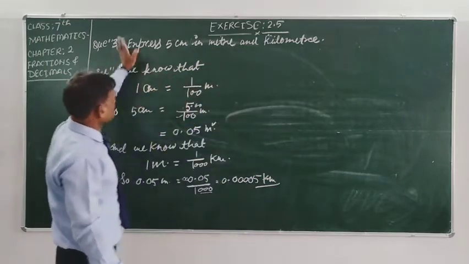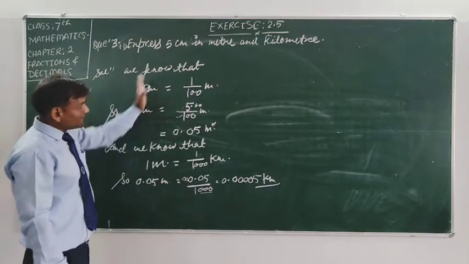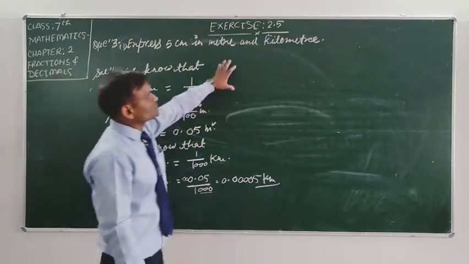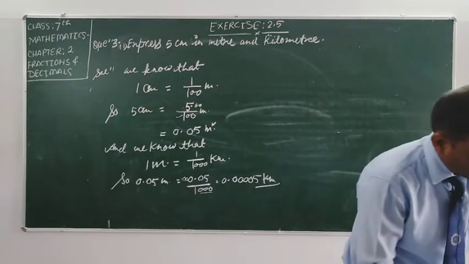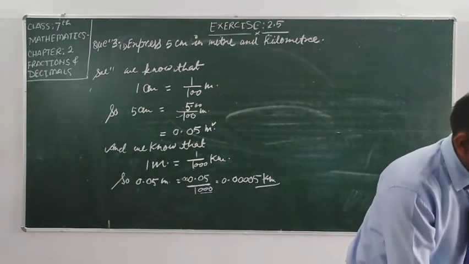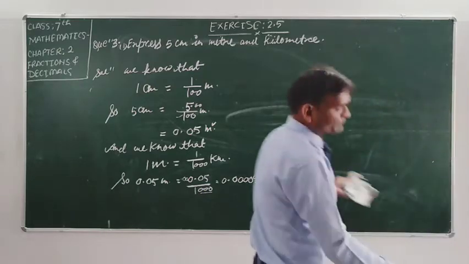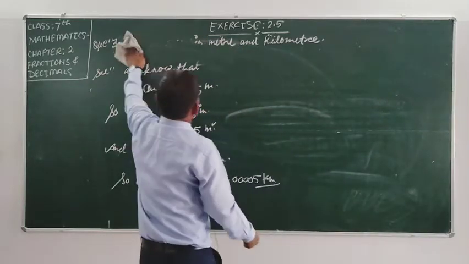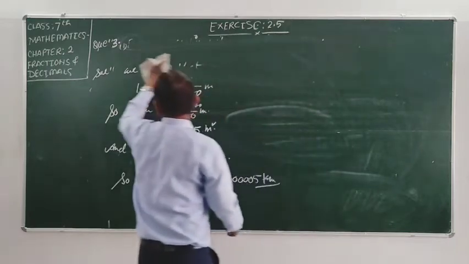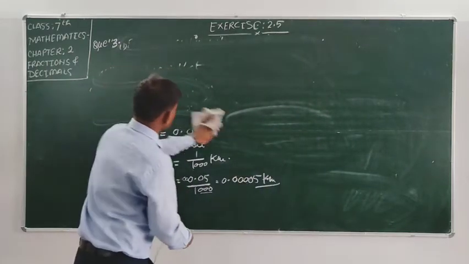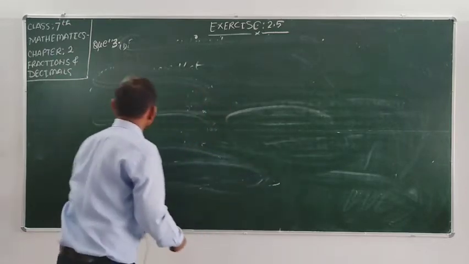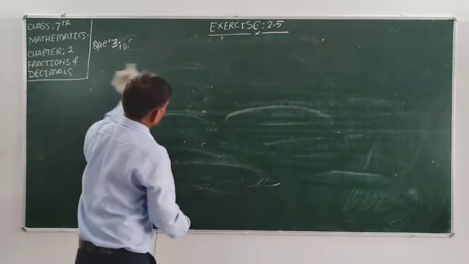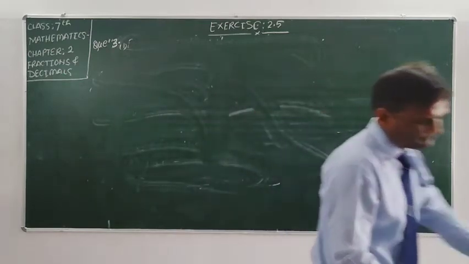So I hope student you have understood this question very well. According to this, in the same way student you will solve the second part of this question. So come to the next question student, that is question number 4. Question number 4, very easy student. Like question number 3 you will solve question number 4 also. There are many parts given in this question. I am taking only one part because this is very easy.